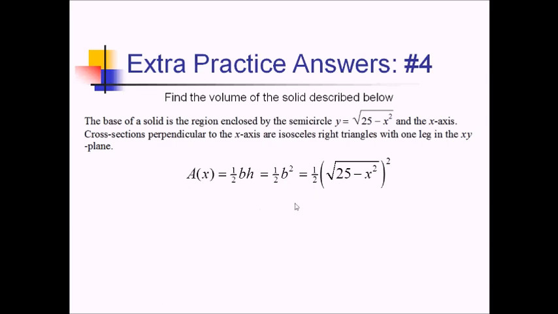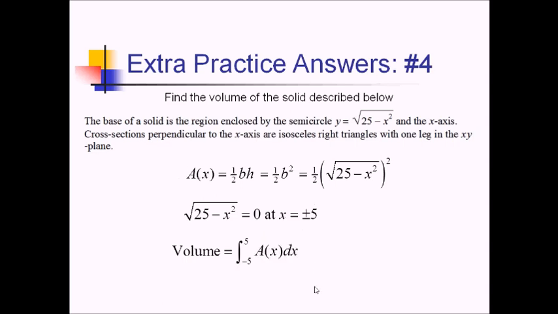Now let me find my limits of integration. So let's see here, this whole thing equals 0 at positive 5 and negative 5, we can see. So I've got the volume being the integral from negative 5 to positive 5 of this A of x that I just wrote, dx.